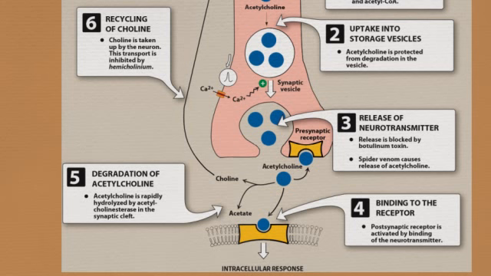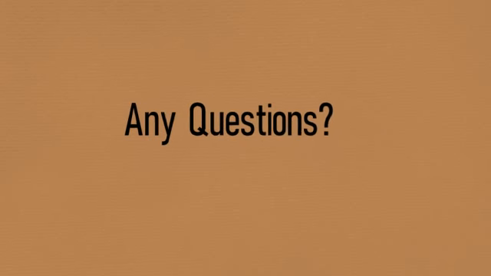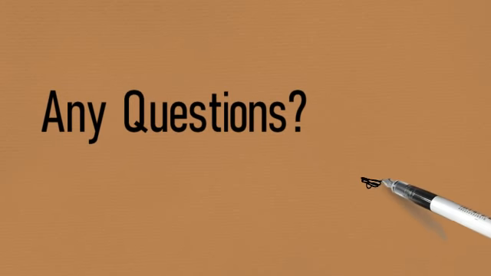Now we will discuss the fifth step, which is the degradation or breakdown of acetylcholine. You have to remember a very important enzyme which is responsible for the breakdown of acetylcholine, and that is acetylcholinesterase. This enzyme breaks acetylcholine into two portions: choline and acetate in the synaptic cleft.